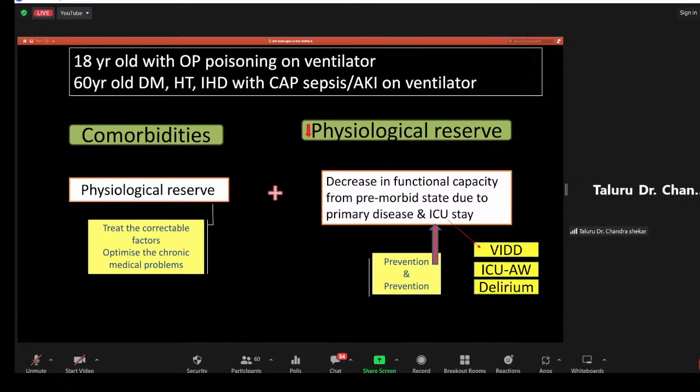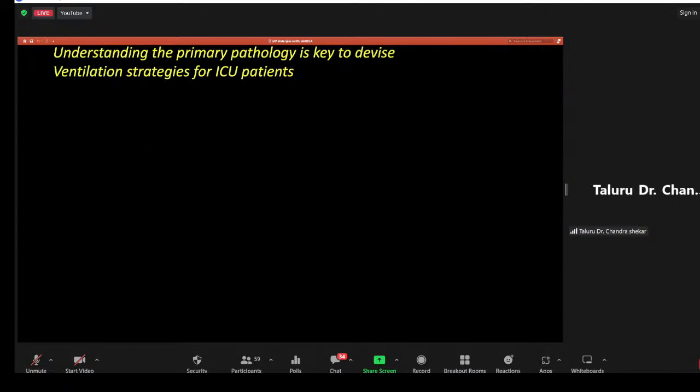So these are some of the ICU stay associated problems, like ventilator induced diaphragmatic dysfunction, ICU acquired weakness, delirium, malnutrition, lack of sleep. I can go on and on. But these are some of the things you have to prevent. The only thing you can do is prevention, prevention, prevention. So understanding the primary pathology is key to devise the ventilating strategies for an ICU patient, and correction of the primary pathology is the most important thing.